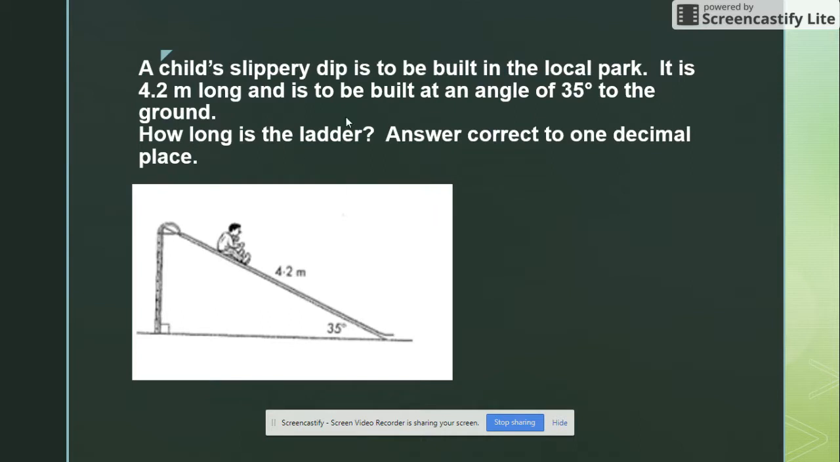All right, a child's slippery dip is to be built in the local park. It's 4.2 meters long and is to be built at an angle of 35 degrees to the ground. How long is this ladder? So this is our hypotenuse, and this over here is our opposite. So that's going to be sin. Our opposite is unknown, so we can times 4.2 times sin 35. Will give us how long our ladder is.